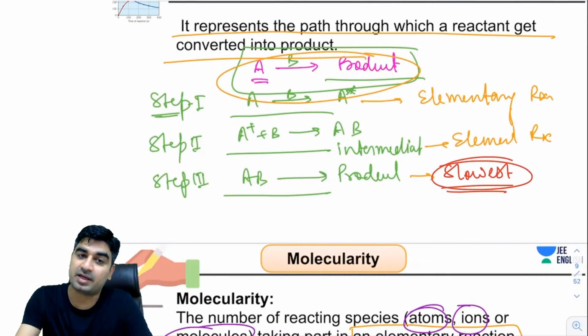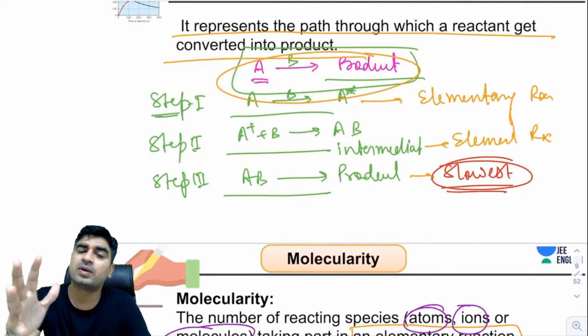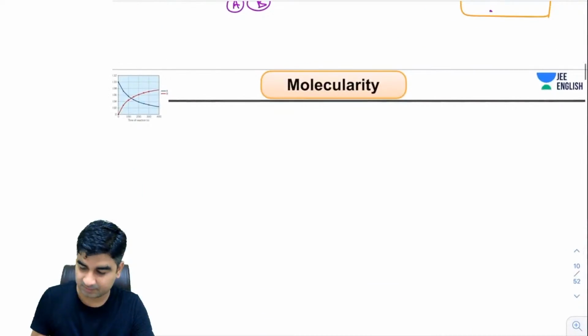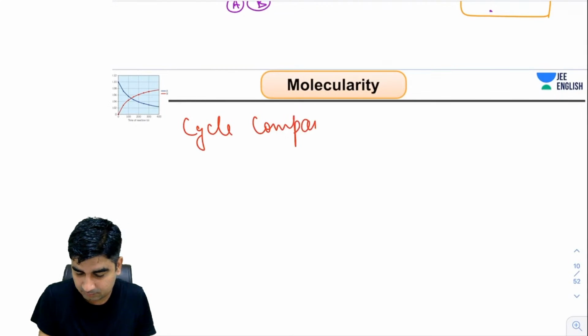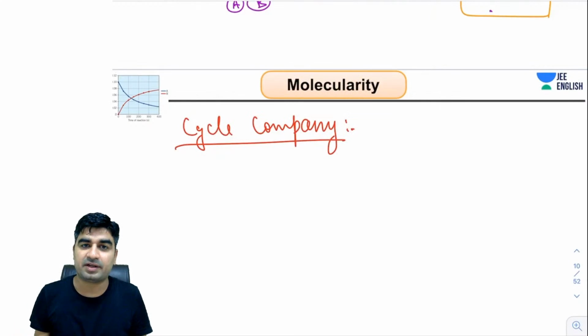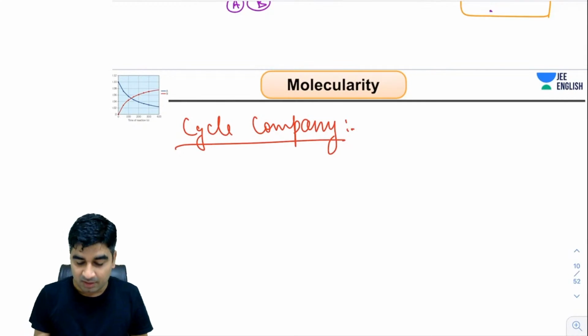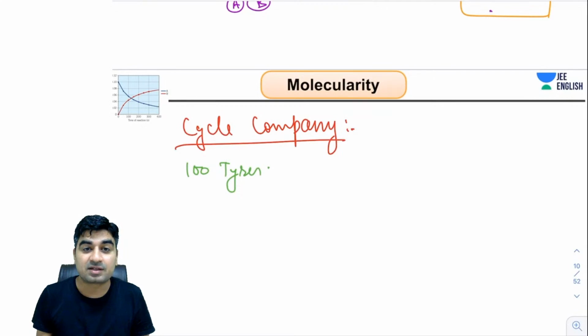So RDS: if a reaction takes place in more than one step, then the slowest step is called RDS, the rate determining step. We can take one simple example. Suppose there is a cycle company. Now it is very easy to understand. How many tires are there in a cycle? 2. This company is making 100 tires per day. This company is making 50 seats.